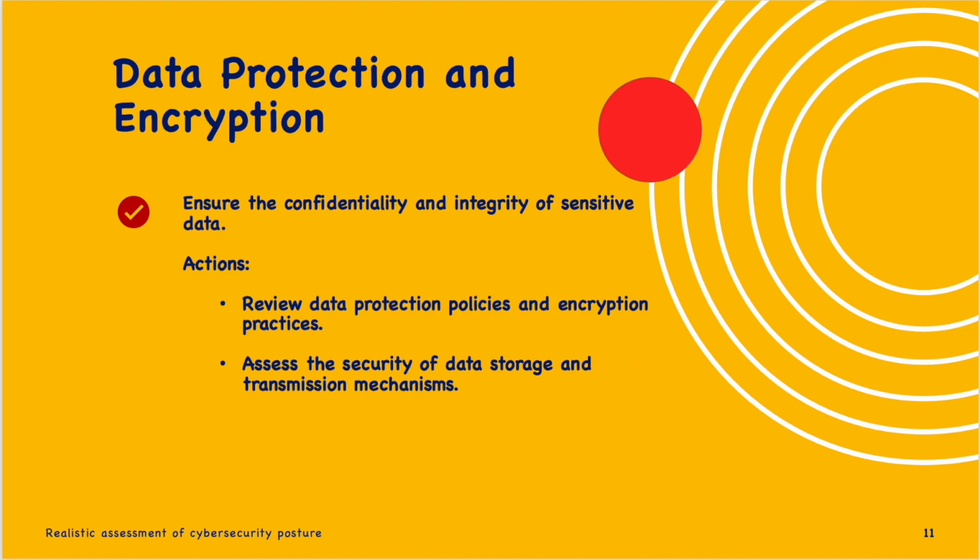Next is data protection and encryption. Ensure the confidentiality and integrity of sensitive data, as data protection mechanisms are essential for safeguarding sensitive information from unauthorized access, disclosure, alteration, or destruction. They need to perform these actions: review data protection policies and encryption practices, and assess the security of data storage and transmission mechanisms. They can have the mechanism for encryption, like strong encryption algorithms, AES for data at rest and data in transit.